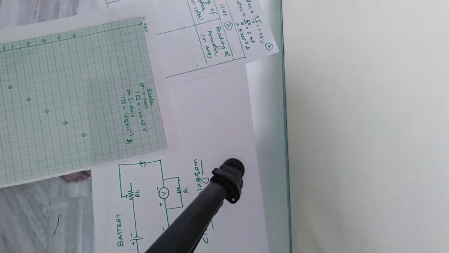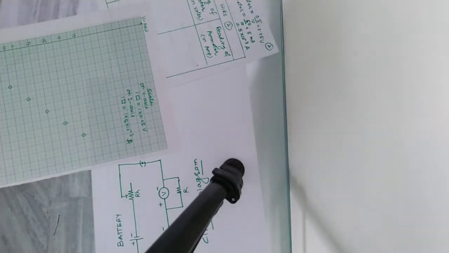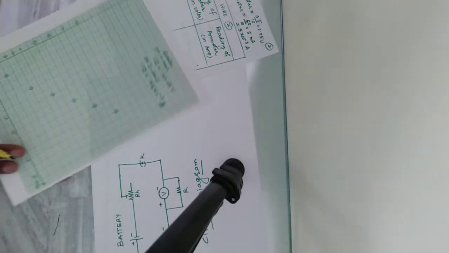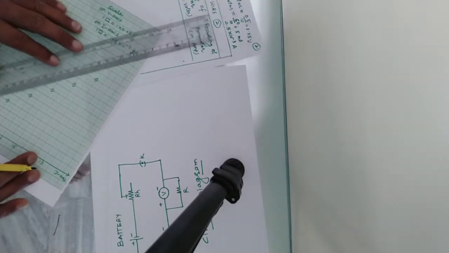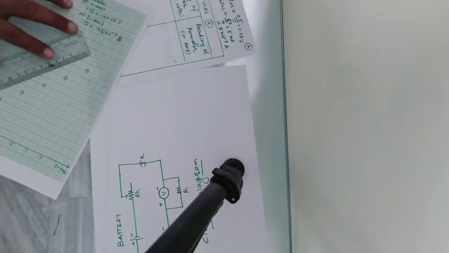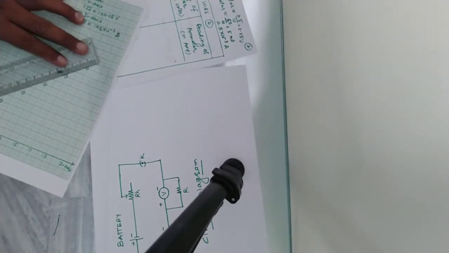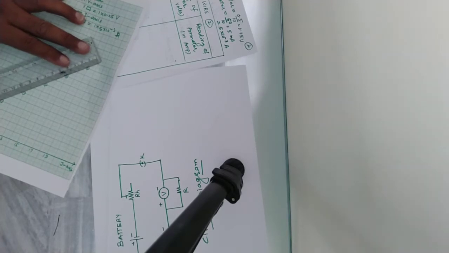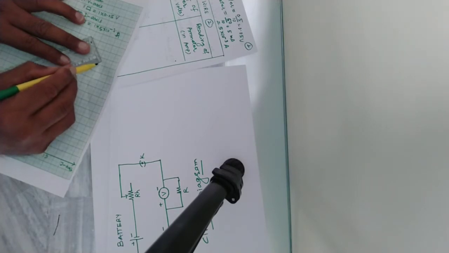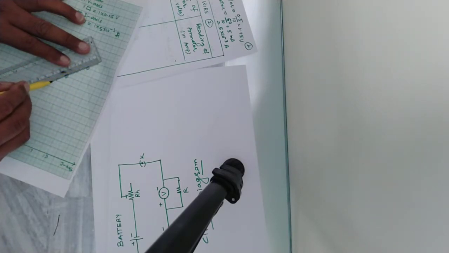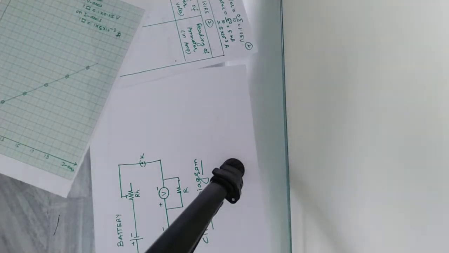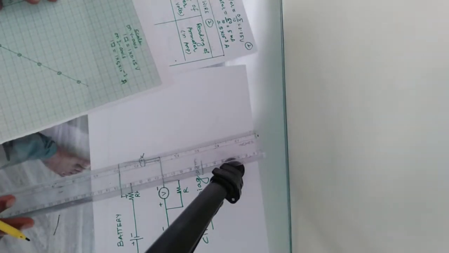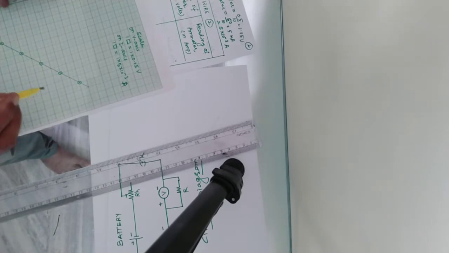Now I join all these points by a scale, and the point which is a little different, which is not following the Ohm's law criteria, I exclude that point. So I see that most of the points are on this line, or not only most of the points, rather all the points except the first reading. So I exclude the first reading. Now from this graph, I have to take the slope to find the resistance.